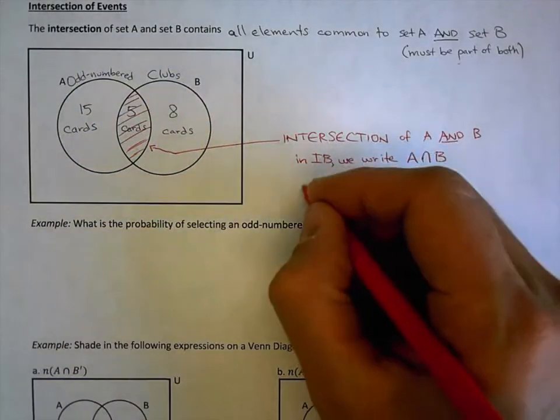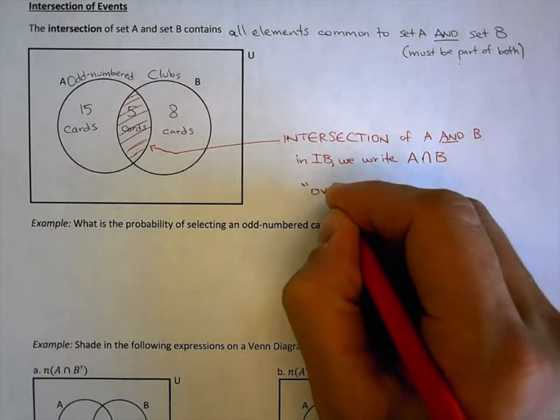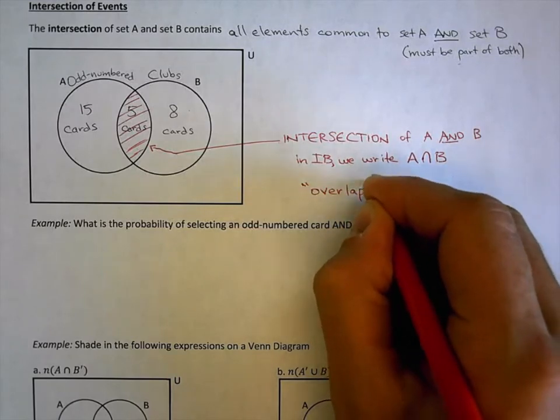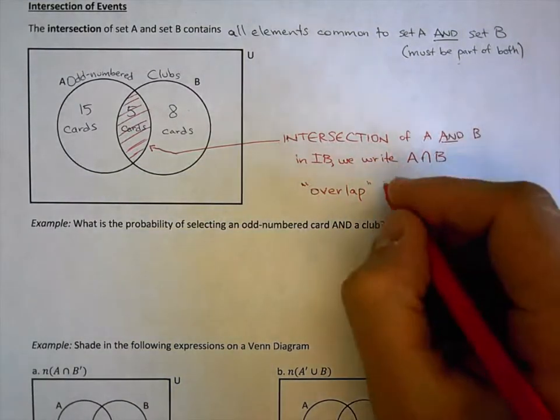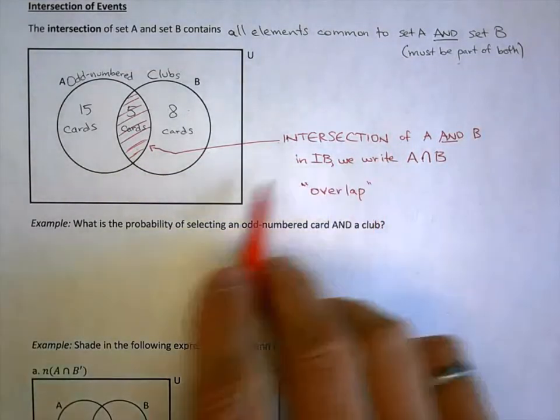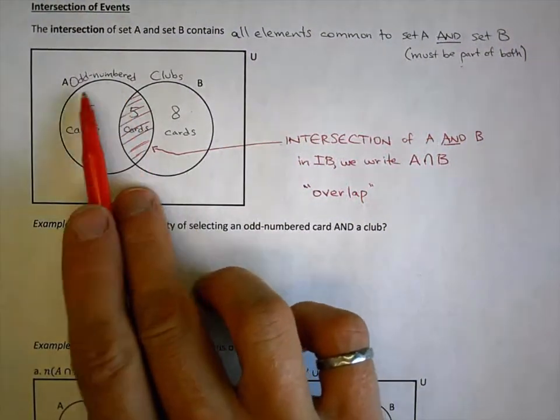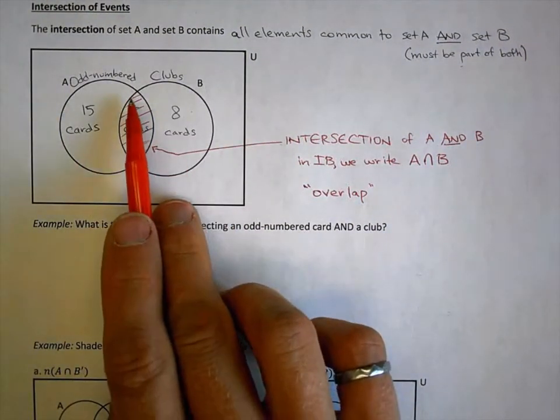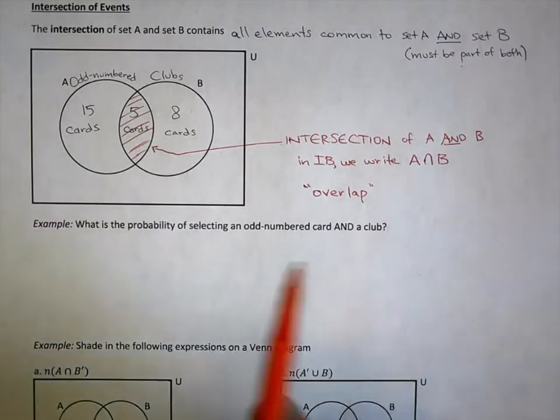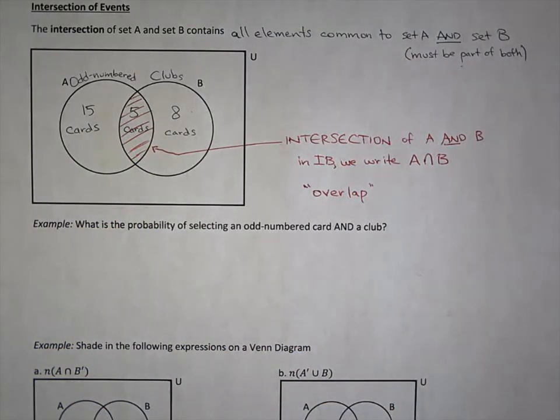If the union is a marriage, I always think of the intersection as an overlap. Where do they overlap? Some students say it's like the child: if you have the two parents, they both give genes, and the child has some genes from both parents. Whatever, as long as you can distinguish between union and intersection.